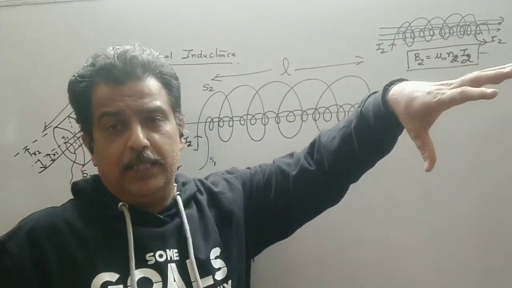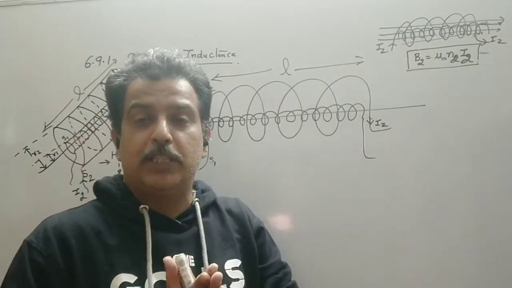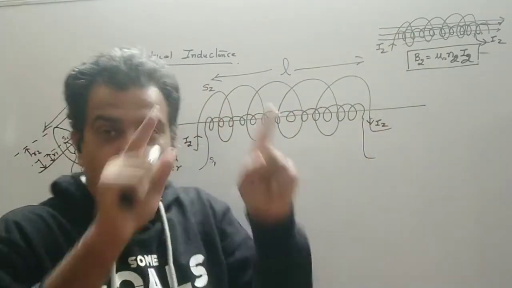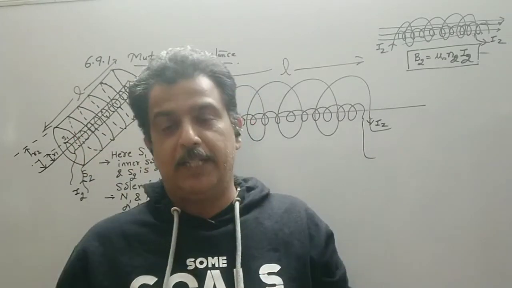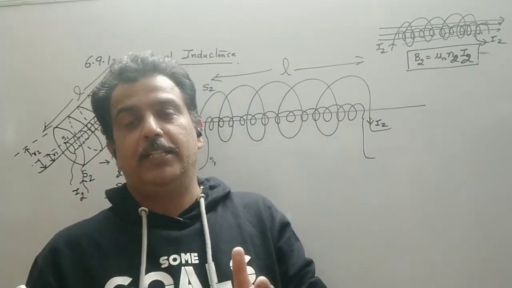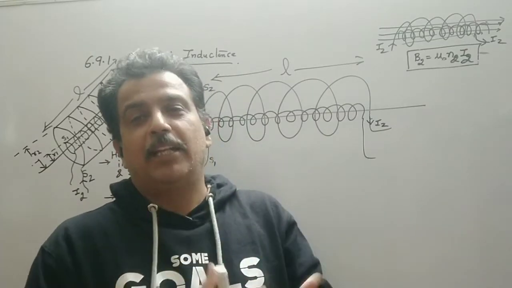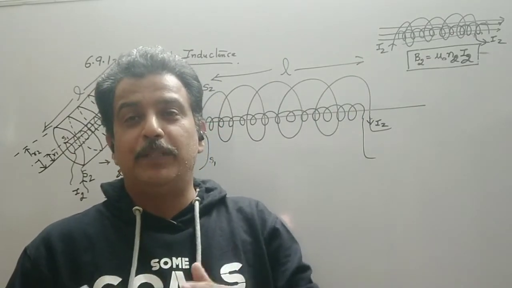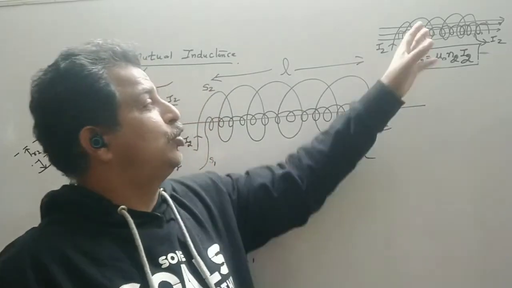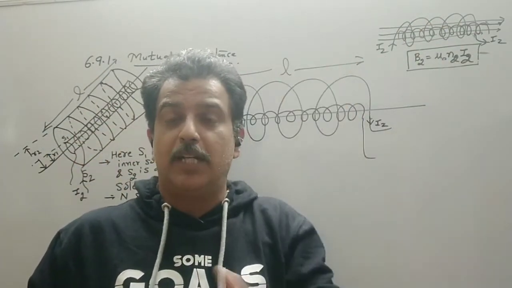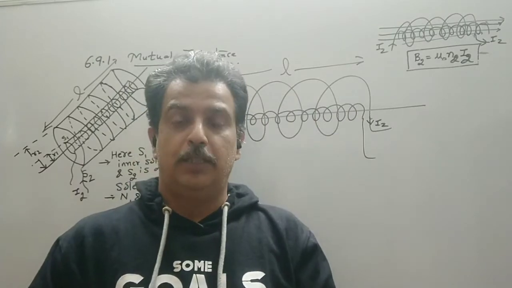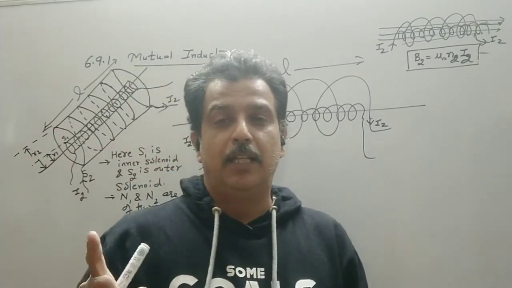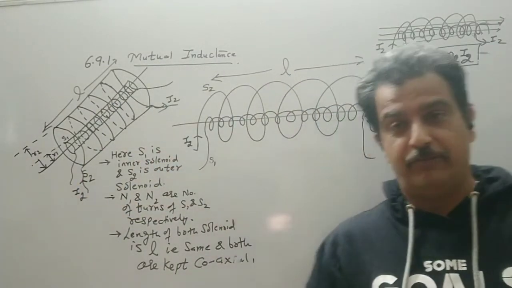completely drowned. Of all the field lines S2 has produced, the entire space that is the inner solenoid's area is filled. Filled with what? The magnetic field lines, or the magnetic field produced by S2. So there is no empty space. The entire inner solenoid is said to be immersed inside the outer solenoid, which will not be the case if we set up the current in the inner solenoid. We will come to this point.